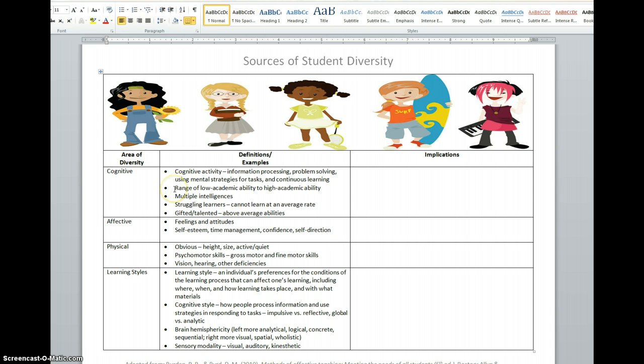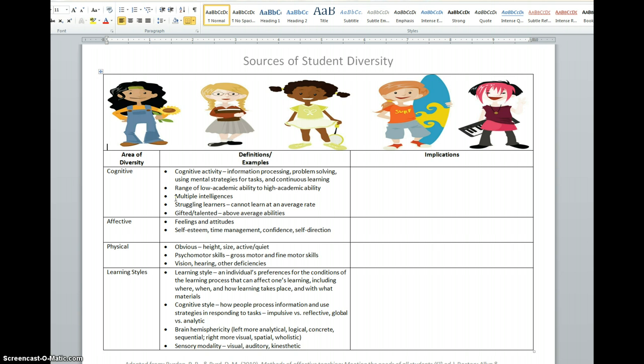And one of the most popular ways that we think about it is the low academic ability and the high academic ability. And there's a large range in there, obviously, because all the students are unique and different. But also another type of diversity under this cognitive area is multiple intelligences. And you may have heard this theory by Howard Gardner before. He says that there are 7, 8, there may even be more added in the future, different ways that our minds are wired to learn.